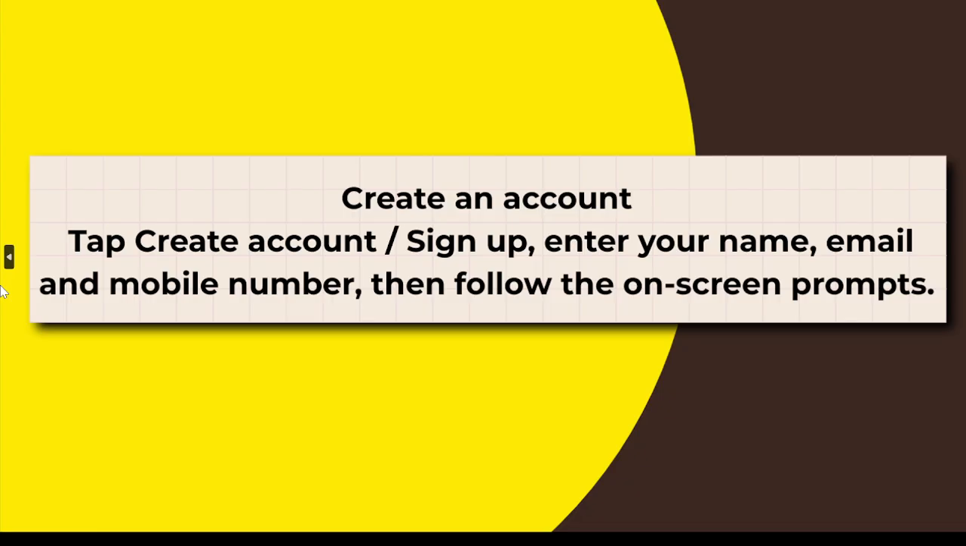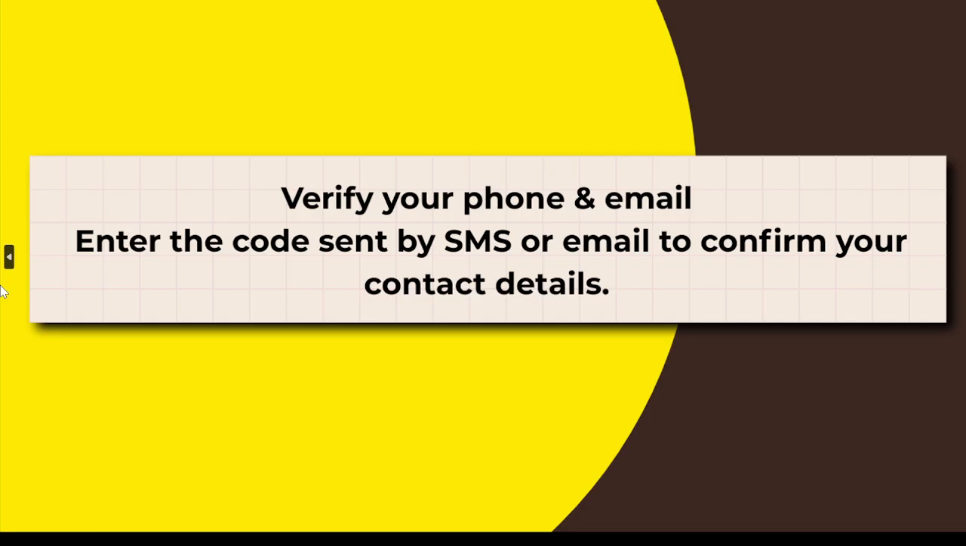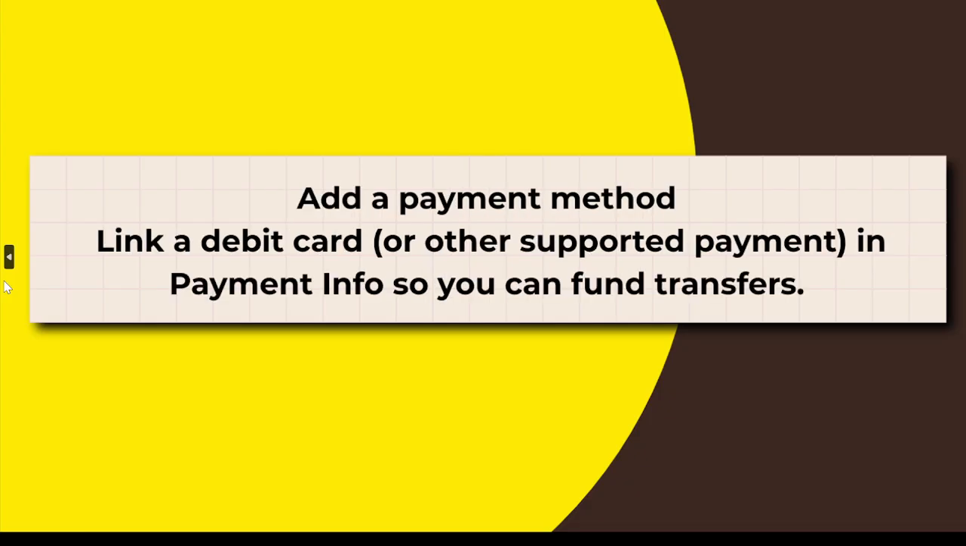After providing your details, it's time to verify your phone and email. Sendwave will send a verification code via SMS or email to the contact information you've provided. Check your messages or email inbox for this code, then enter it into the app to confirm your details. This step is essential to ensure your account is secure.